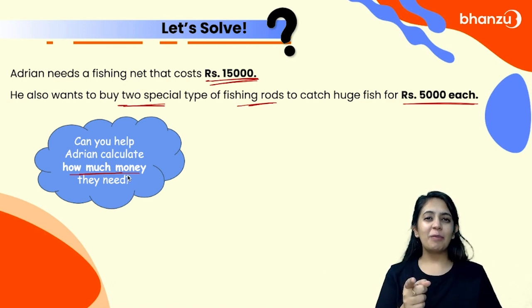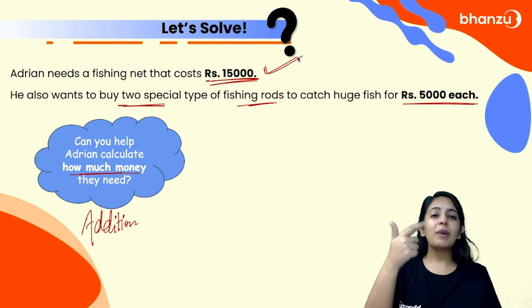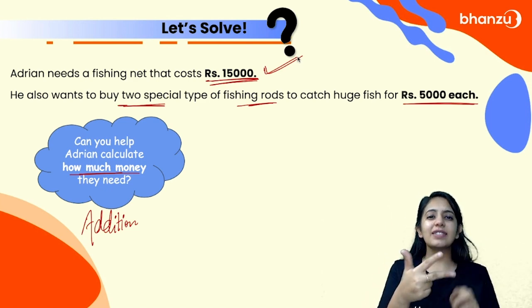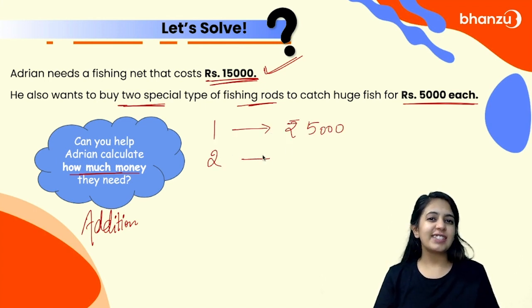Now you must be remembering, whenever we hear the word total, what we need to do. We have to use the operation addition. He wants to buy a fishing net of 15,000, and he also wants to buy two fishing rods whose cost is 5,000 each. So, the cost of one fishing rod is rupees 5,000. What is the cost of two fishing rods? That is rupees 5,000 times 2, which is rupees 10,000.